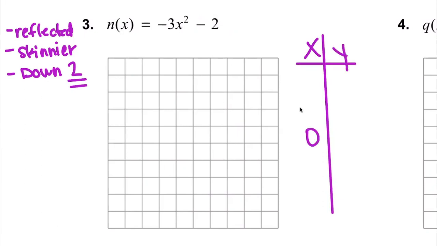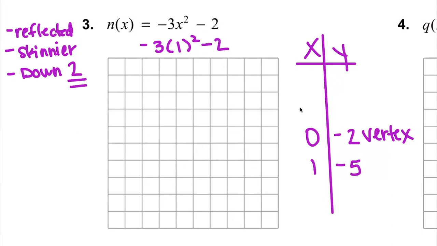So let's make our XY table. We'll start with 0 in the middle for our vertex. If we plug in 0 to negative 3 times 0 squared minus 2, well, negative 3 times 0 is 0, minus 2. Now let's plug in 1. If I plug in 1, it looks like we would get negative 5. We plug in negative 1, again, negative 5.